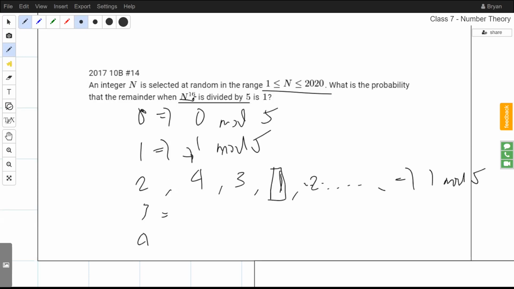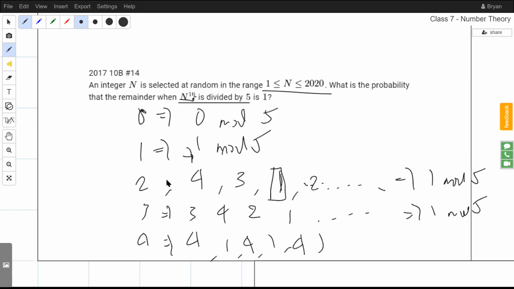And we have 4, 3, and 4. We have that 3 works very similarly to 2, and you'll see this is 1 mod 5 as well. And the same thing with 4. It's going to alternate 4, 1, 4, 1 like that. And again, since it's even, it's also going to be 1 mod 5.